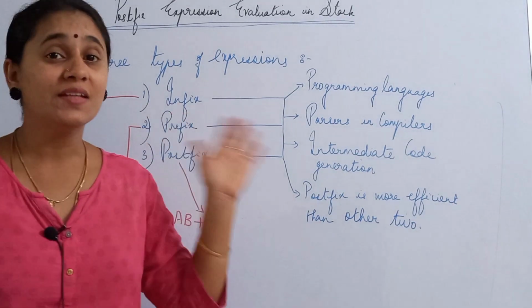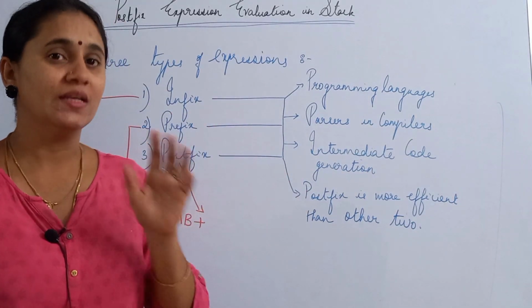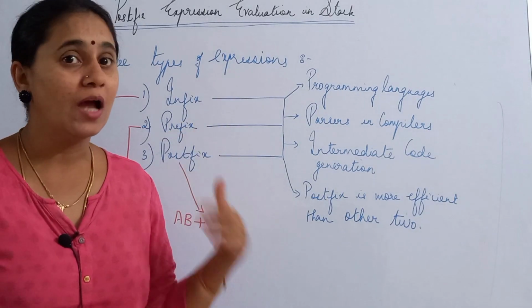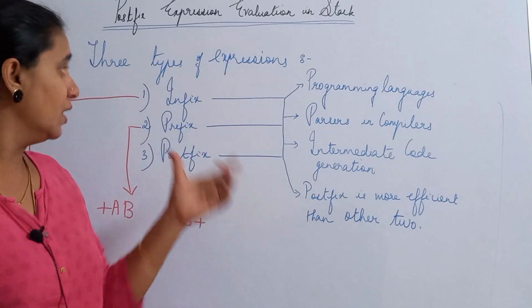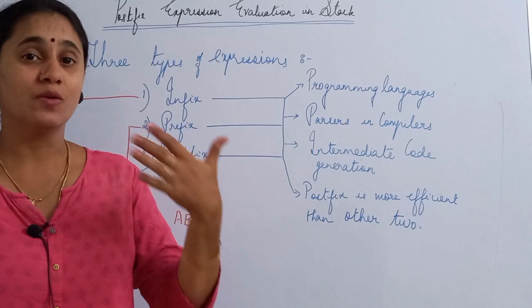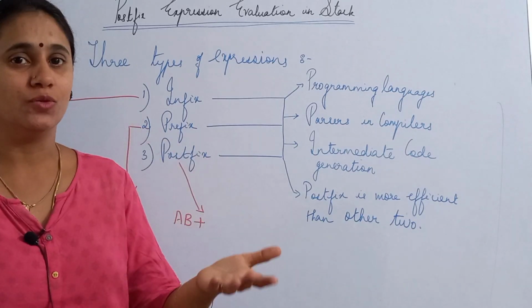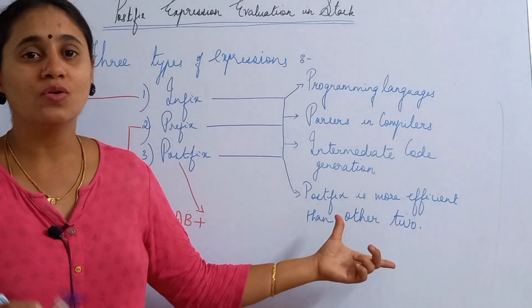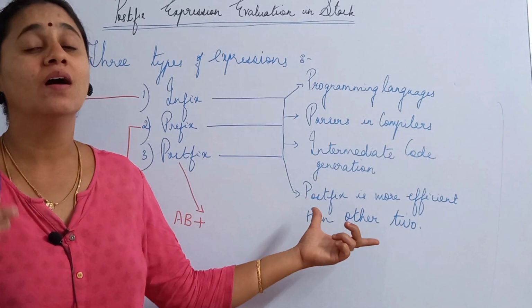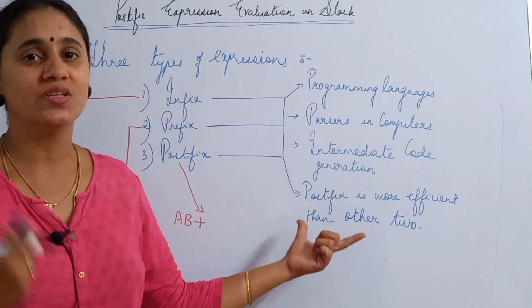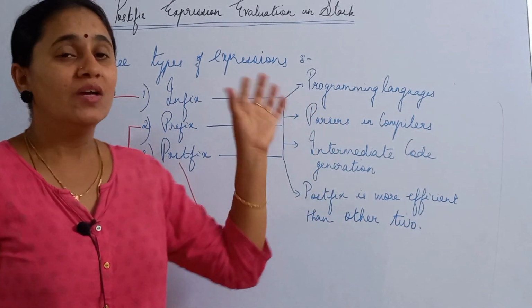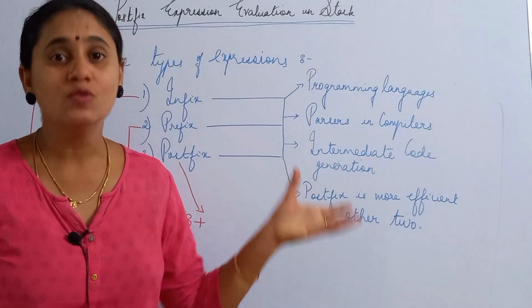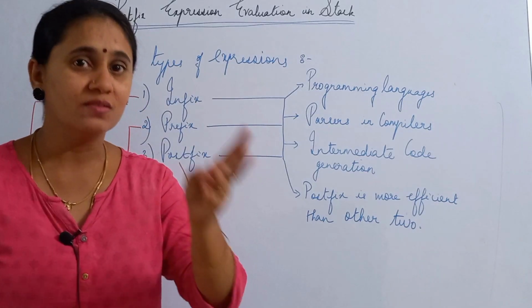So there are three types of expression evaluations: infix, prefix and postfix. What is an infix, prefix and postfix? That I am going to explain to you. Before that, you must know very vitally what the different uses are in data structures and in computer science. First, we use these expressions for evaluating operators and operands.